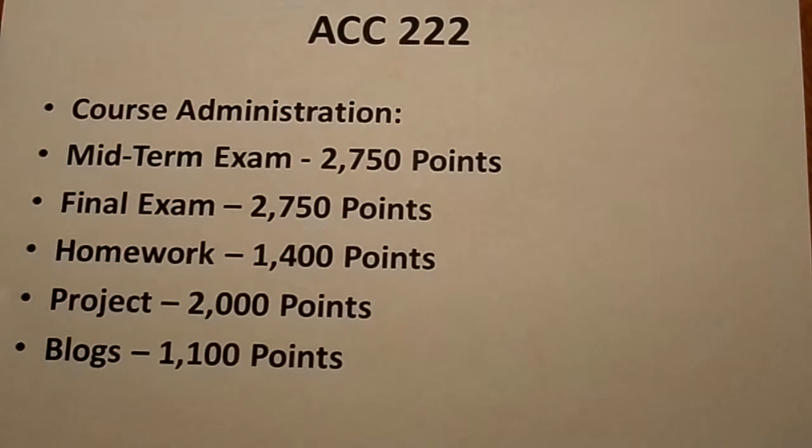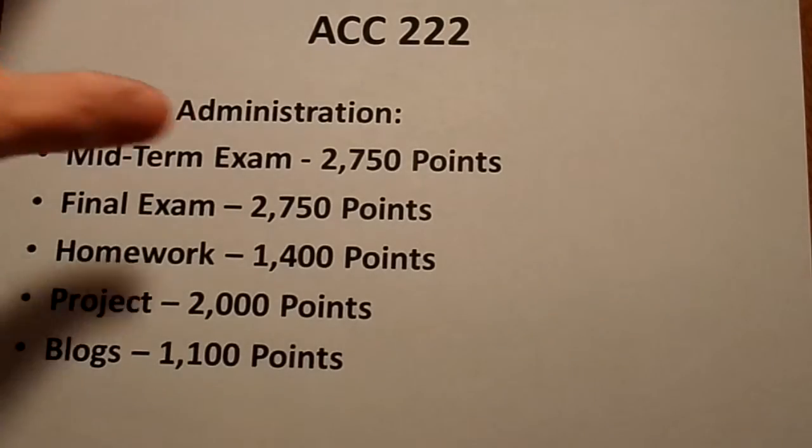First, let's revisit the way points are awarded in the class. The midterm exam is worth 2,750 points. The final exam is worth 2,750 points. The homework is worth 1,400 points. The project is worth 2,000 points. The blogs, plural, are worth 1,100, and that adds up to 10,000 points.